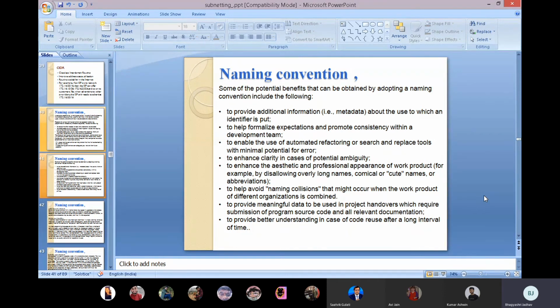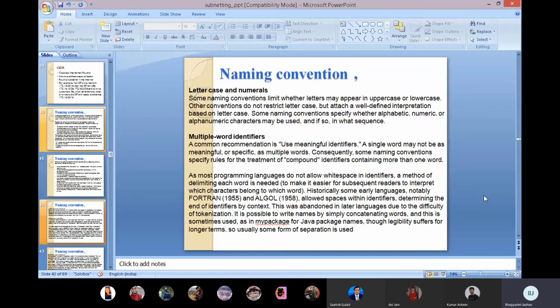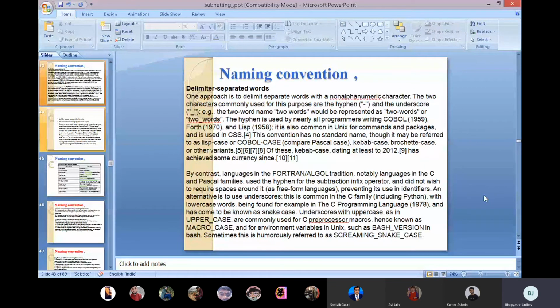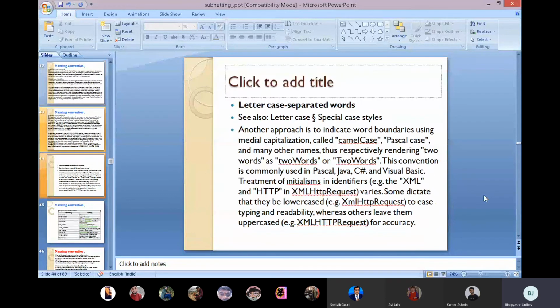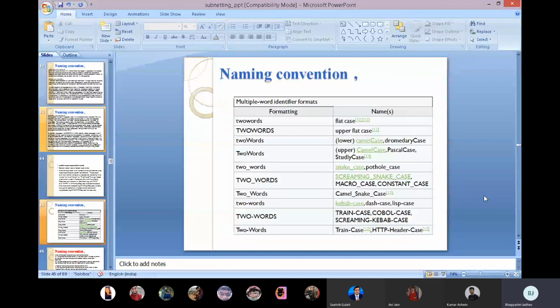Then we saw letter case and numbers. In letter case, you can use uppercase, lowercase or numerical. Then multiple word identifiers. A common recommendation is to use meaningful identifiers. Then delimiter separated words, like we can use hyphen or underscore. According to hyphen, underscore, delimiters, uppercase, lowercase and multiple word identifiers, they mentioned a few types of formatting and gave them names.